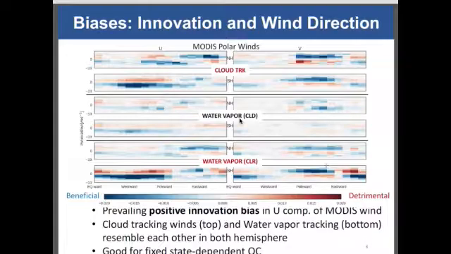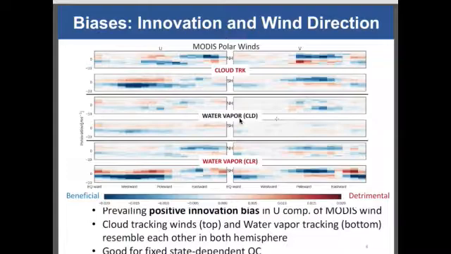the relation is reversed. Also, an interesting thing is that for the cloud tracking winds and the water vapor tracking wind in clear sky, they look pretty similar to each other. It's not the same for the water vapor tracking wind in a cloudy sky. So that says that there must be something in common between the cloud tracking winds and the water vapor tracking winds in clear sky, which doesn't apply to the water vapor tracking wind in cloudy sky.